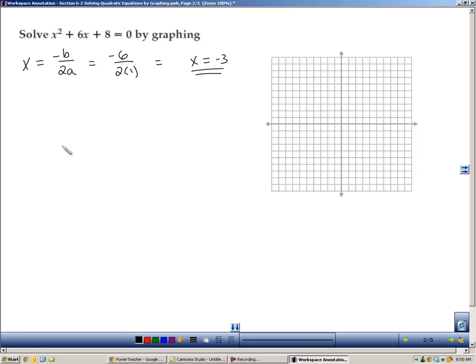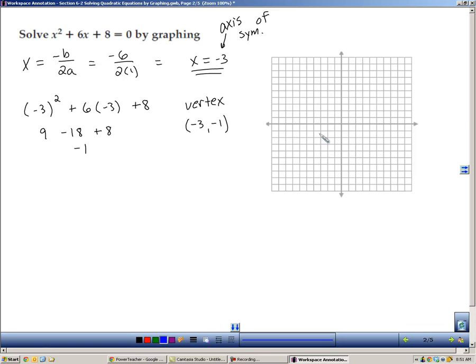I'm now going to use that x value and plug it in to solve for what the y would be, and then I can find my vertex. So this is 9 minus 18 plus 8. So negative 9 plus 8 would be negative 1, which means my vertex is (-3, -1).